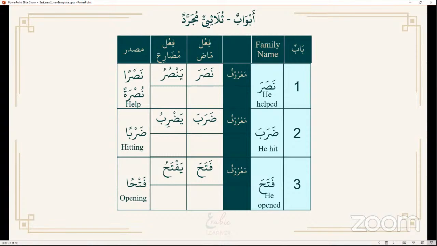So this will become easy if you keep on repeating, it will become easy on your tongue. Nasara yansuru nasran wa nusratan, daraba yadribu darban, fataha yaftahu fathan.